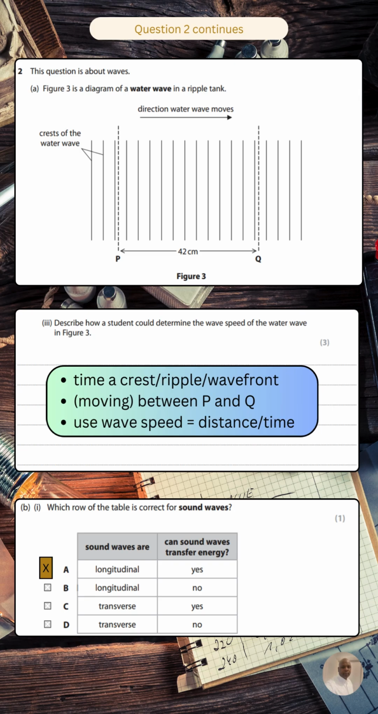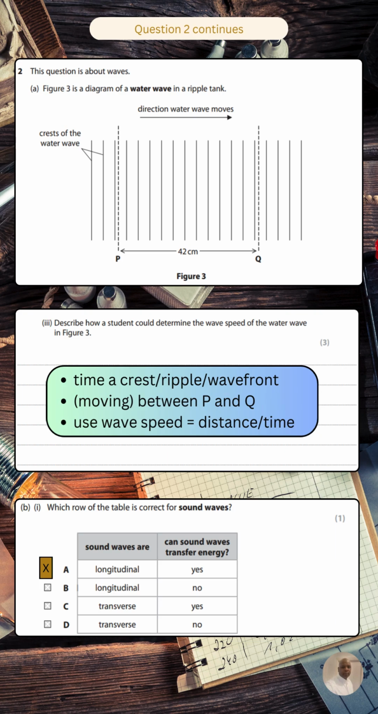The next part says you need to work out which row of the table is correct for sound waves. And again, you look at it: are sound waves longitudinal or transverse? Can sound waves transfer energy? Yes or no? And you have to choose an option.